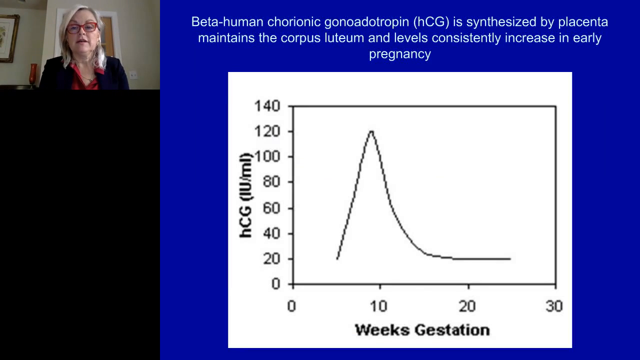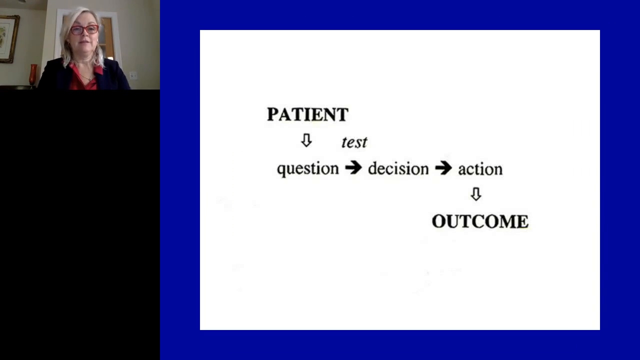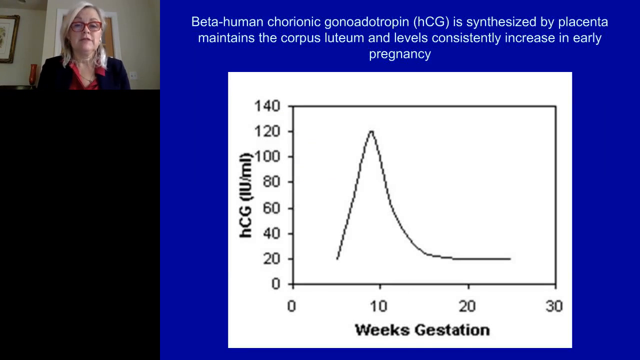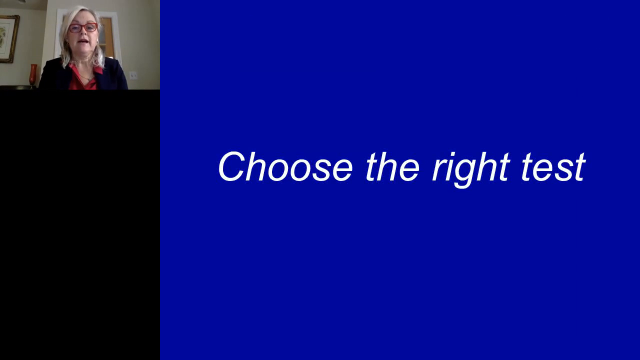Ideally, we're going to look at the patient, and the patient brings a question. In this case, are they possibly pregnant or not? We'll make a decision, and the test will help us to take an action or an outcome. And based on that principle, let's just look for a minute at the synthesis of beta HCG. So we know that it's synthesized by the placenta. It maintains the corpus luteum, which secretes progesterone, and the levels consistently increase in early pregnancy, and then they drop. So based on that, we want to choose the right test at the right time.